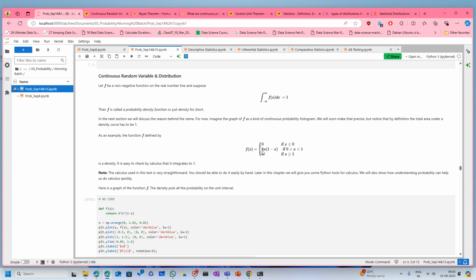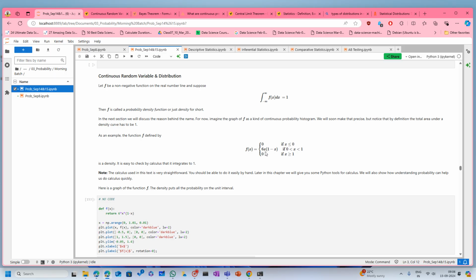Let's just say you invest some money in a stock. When you invest, let's say, 10 rupees, that stock after a certain period of time will give you 6x into (1 minus x) times return. For example, 6 into 10 is 60, into 1 minus 10, which is minus 9. So minus 9 into 60. Whatever the value is, that value is the amount of stock returns.